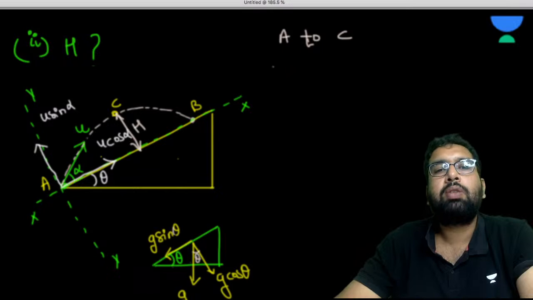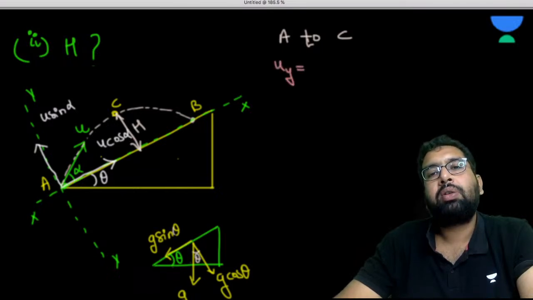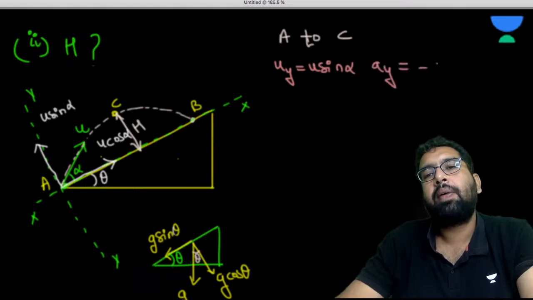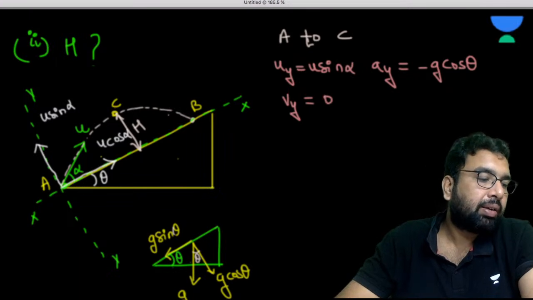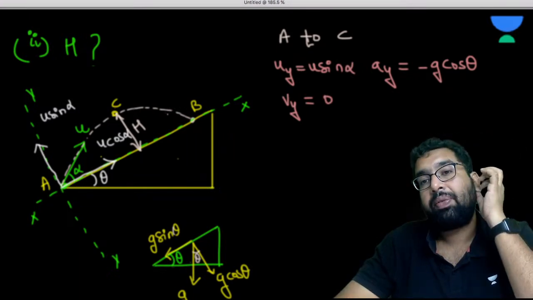what is the initial velocity in y direction, sir? Initial velocity in y direction is going to be u sine alpha, right? What is the acceleration in y direction? It is minus g cos theta, right? What is the final velocity in y direction, sir? This is zero, because that is why it, yeah, you can derive, okay?